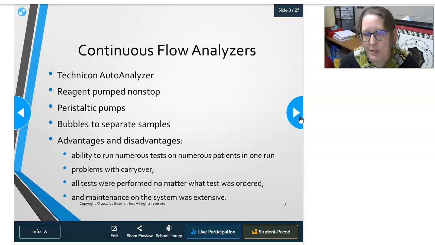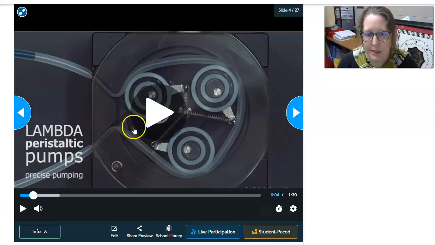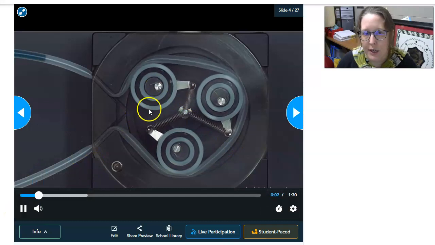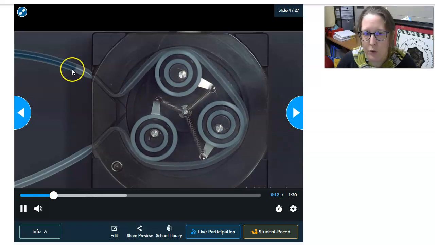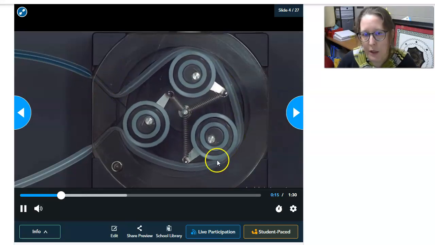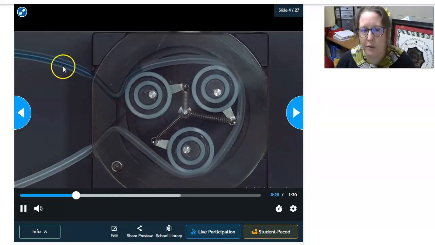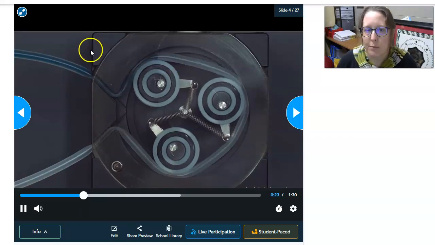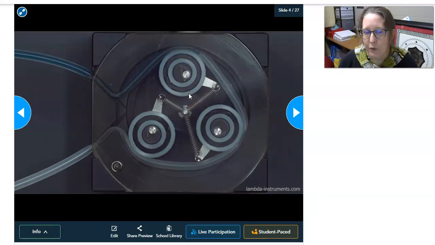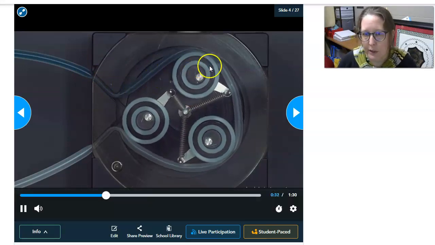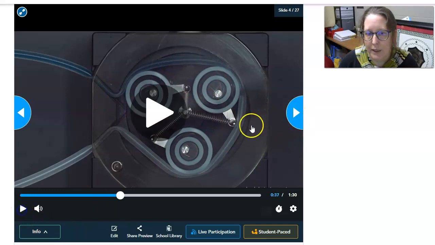And then the maintenance on the system tended to be extensive. This short little video just shows you what a peristaltic pump is. You can see it rotates and pulls. A lot of times you have to pump the system fluid through the tubing, so it's continuously moving. This could be sample, it could be reagent, whatever, and then you have a system of a bunch of those with a bunch of tubing throughout the entire system, and that's how it's pulling the fluid through. So that gives you an idea of what that looks like.